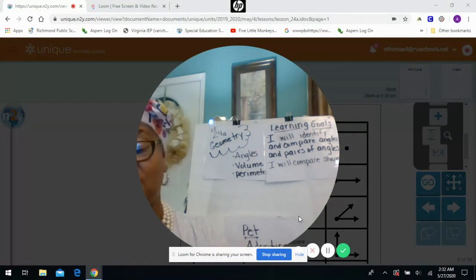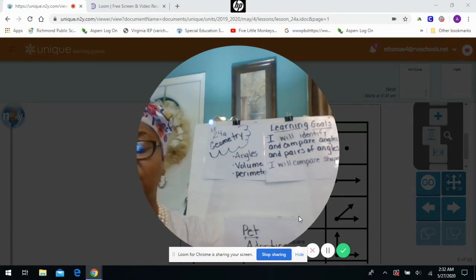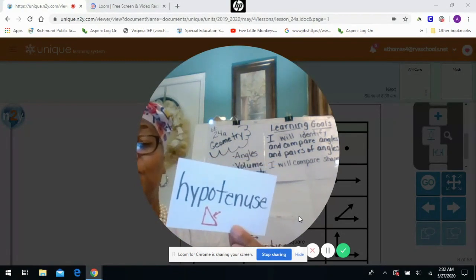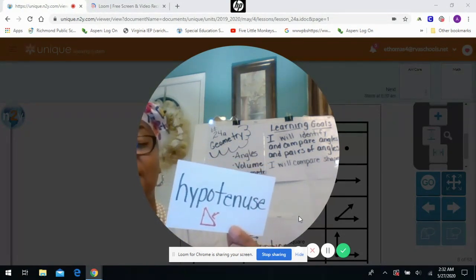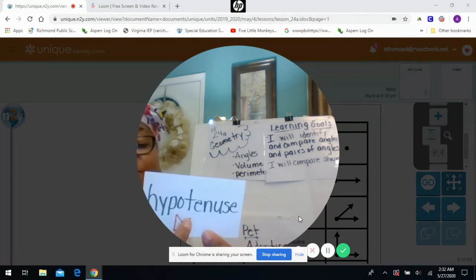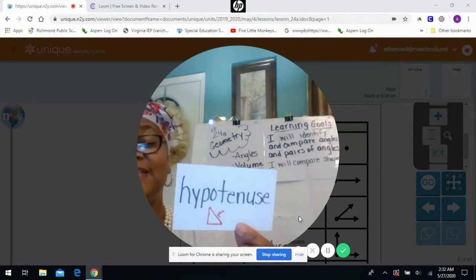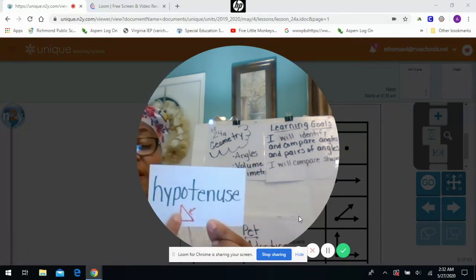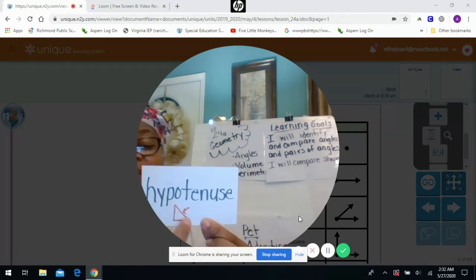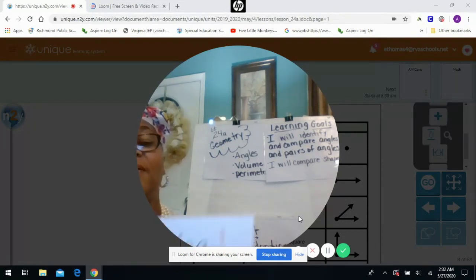Now, being that we're doing geometry, we have a lot of words we're going to go over. Okay? So the first word is hypotenuse. It is the longest side of the triangle that goes across a 90-degree angle. So this will be the 90-degree part, and this will be the hypotenuse that comes across it. Now make sure you slow it down, or you can write these in your math journal.